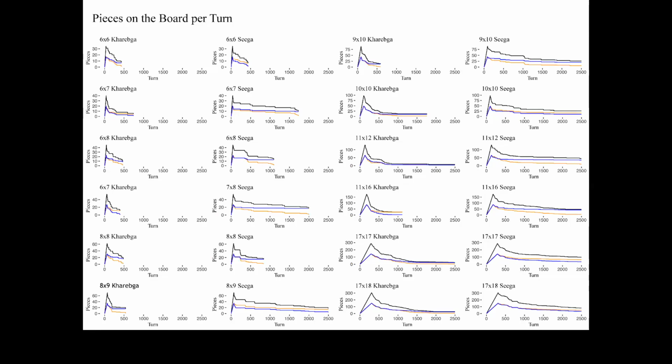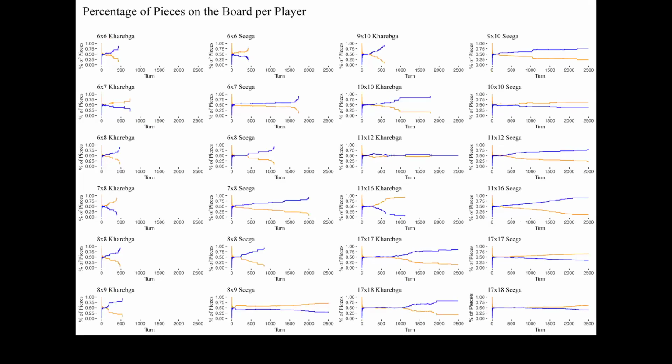And what we see really starts to happen, especially as you get bigger, is that all the pieces get placed on the board, and then you have long periods where there's not a lot of change in the number of pieces on the board. This is better illustrated when you look at the percentage of the pieces on the board for each player. So you get situations where one player gains an advantage and maintains that until the end of the game.